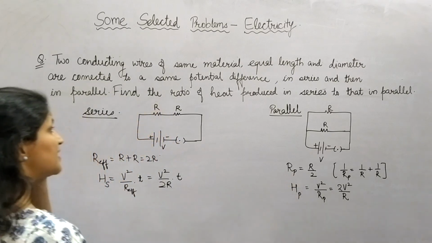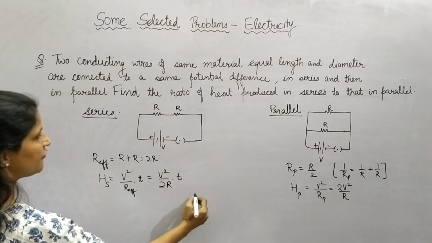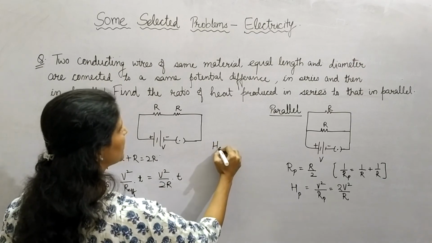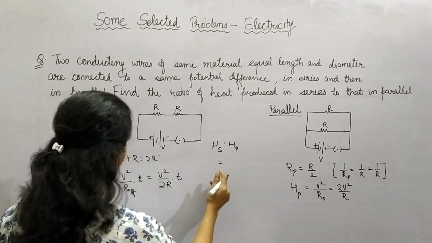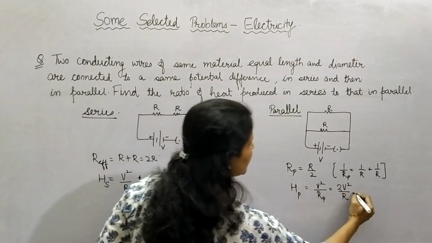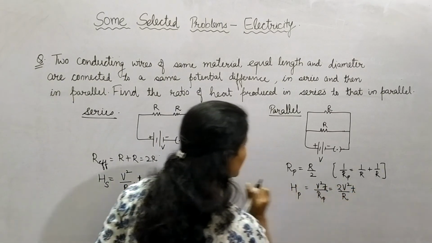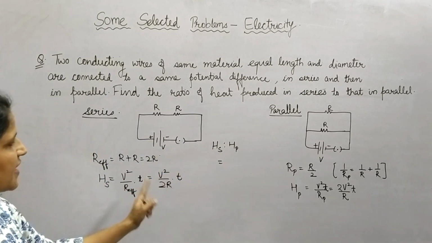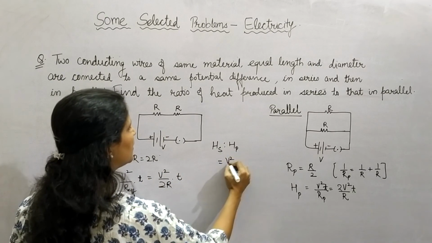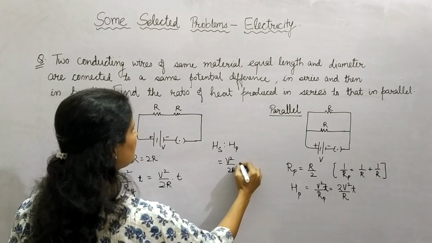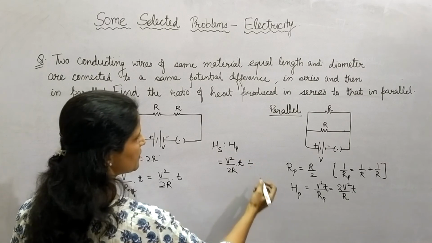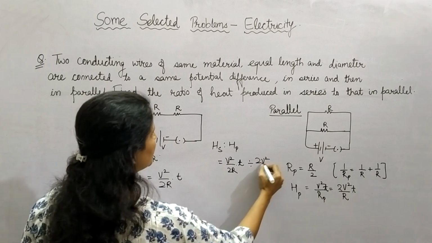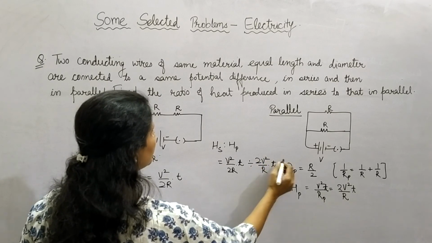The question asks us to find out the ratio of Hs and Hp. So I will find it out here. Hs ratio Hp. This will be equal to series के लिए हमारे पास है here T will also be there. I'm so sorry. T भी लगा दिया. तो Hs की वैल्यू है V square upon 2R multiplied by T, and this is divided by, ratio means division, 2V square upon R into T.